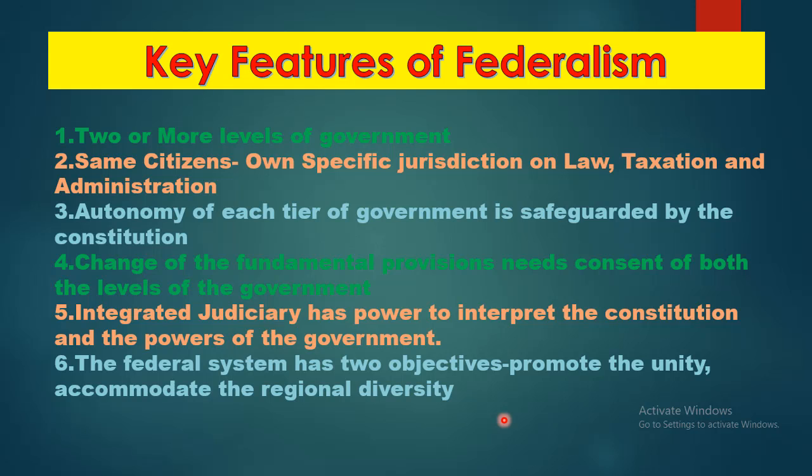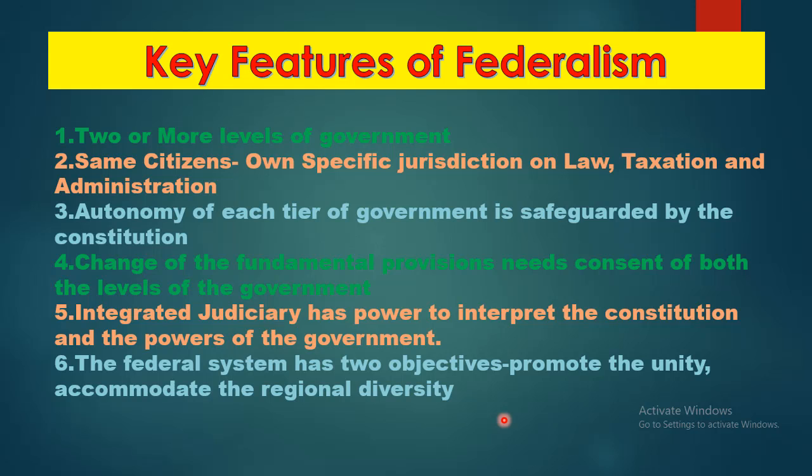Children, point number 3, feature number 3: autonomy of each tier of government is safeguarded by the Constitution. What does it mean? That each level of government has its own authority, and that authority has been guaranteed by the Constitution of our country. That should not be interfered with by the other level of government.